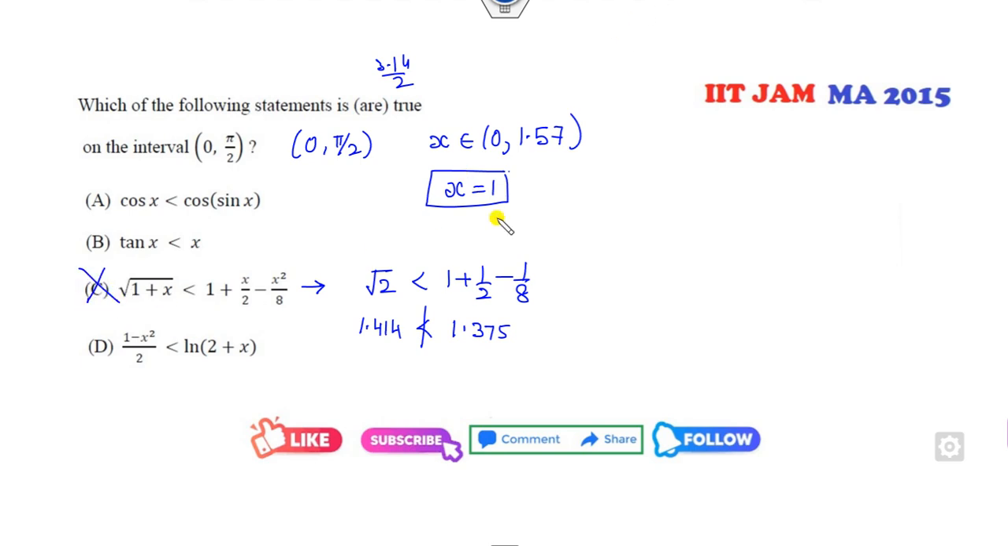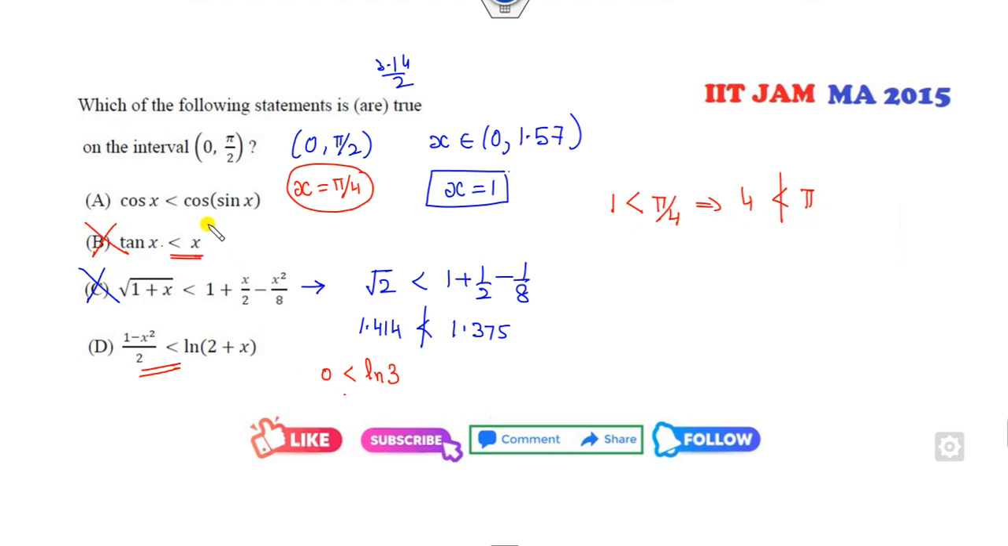This option is cancelled out. Look at this one, 1 minus 1, 0 is less than ln 3. It's satisfied. Fine. But we can't correct them. Okay, look at this one. Because it's an angle, I can choose any angle in between them. Say pi by 4. If you choose pi by 4, tan pi by 4 is 1, which is less than pi by 4, which is the wrong option, because pi can never be less than this. Fine. Now, I can choose pi by 4 here. It's 1 by root 2, which is less than cos 1 by root 2.